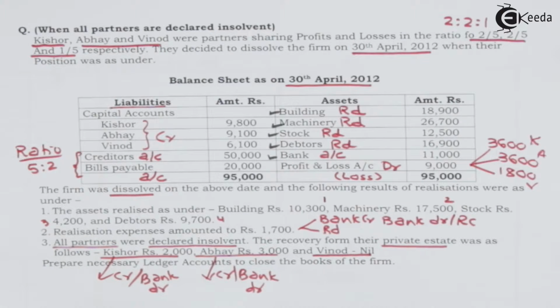We'll move now to adjustments, recording realization of assets. The firm was dissolved on the above date and the following were the results of realization. Assets realized as under: building 10,300, machinery 17,500, stock 4,200 and debtors 9,700. Amount is received, so bank account will be debited and realization account will be credited.